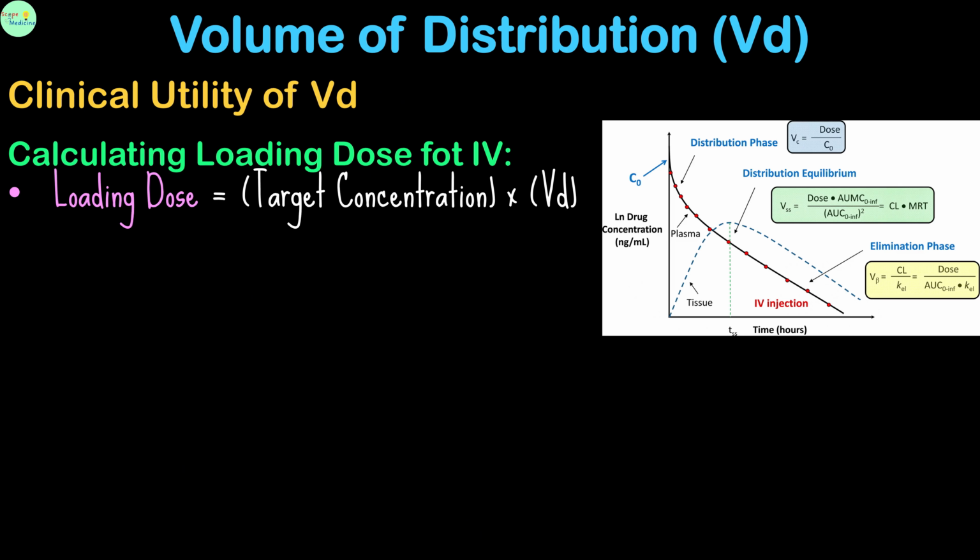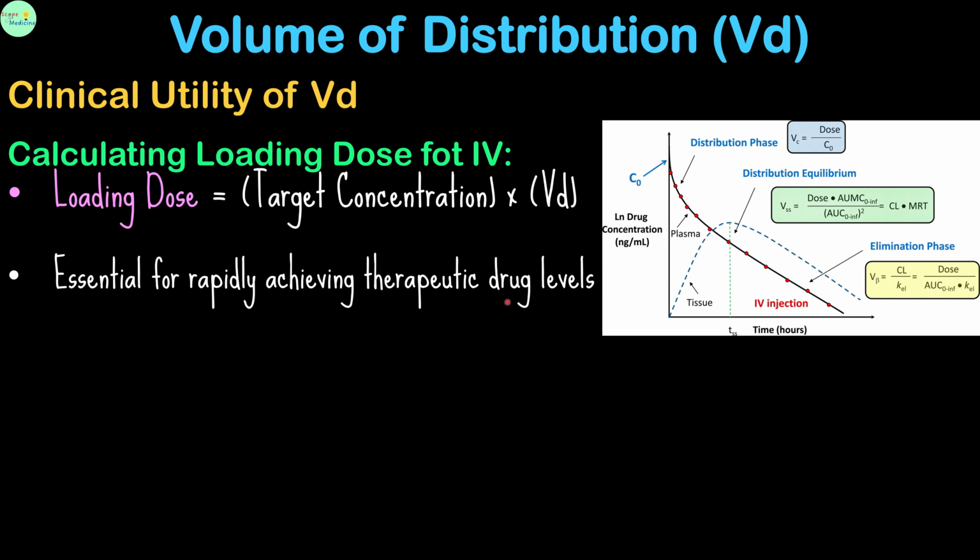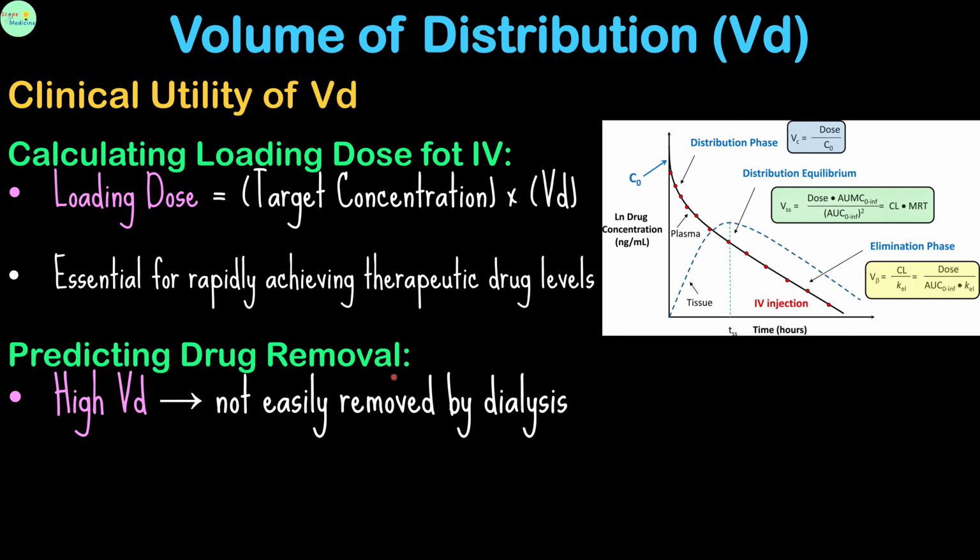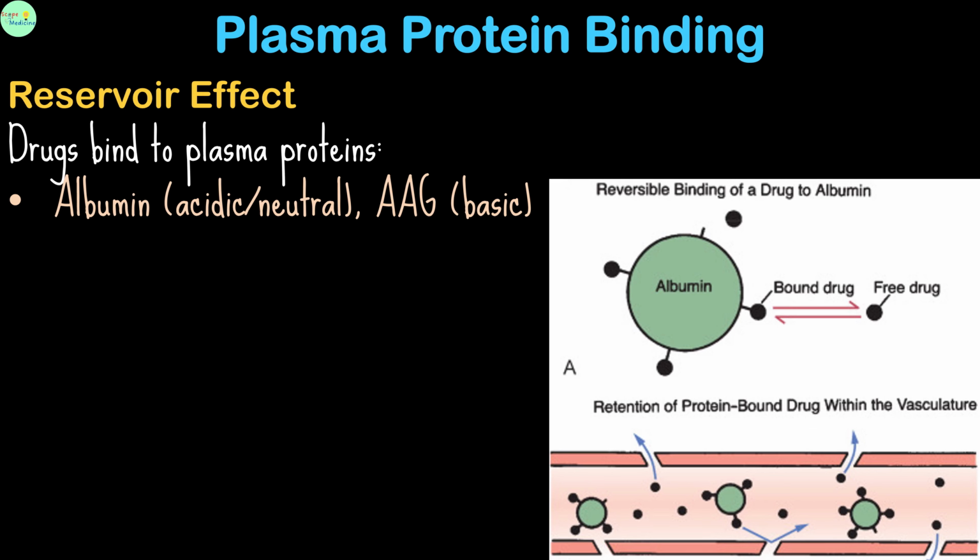The clinical utility of the volume of distribution is profound. First, it is essential for calculating a loading dose. The equation is loading dose equals the target concentration multiplied by the volume of distribution. This calculation is critical for rapidly achieving a therapeutic drug level in acute situations. Second, it helps predict drug behavior. For instance, a drug with a very high volume of distribution is not easily removed from the body by procedures like dialysis. Now, let us explore the concept of plasma protein binding, which creates a dynamic reservoir in the bloodstream.